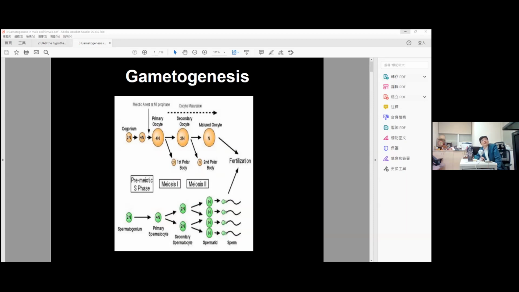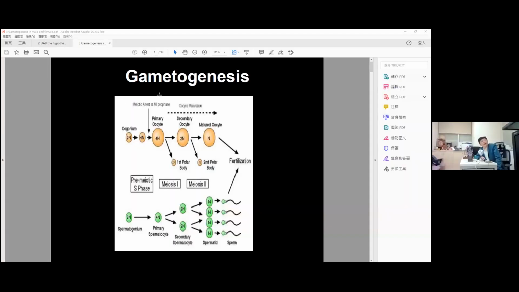So do you see the new gametogenesis? Okay, we have a new slide here. Gametogenesis. This goes to the basic genetic knowledge. We know we have 2N, 4N, and oocyte maturation. The mature oocyte is 1N, single copy. Then this is a mature oocyte.